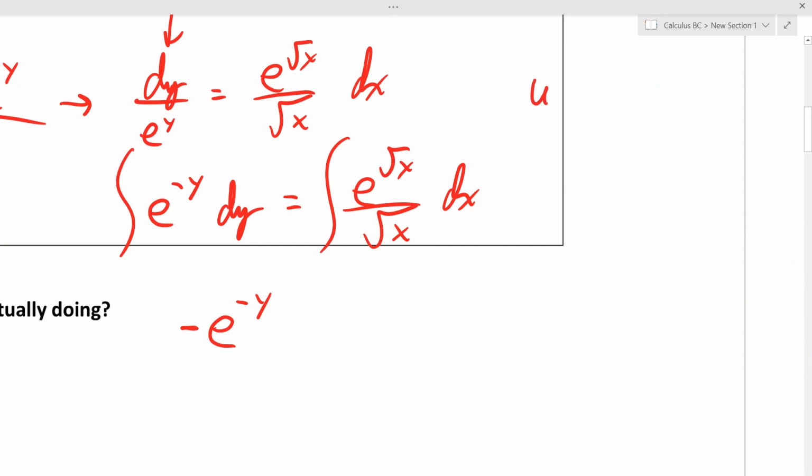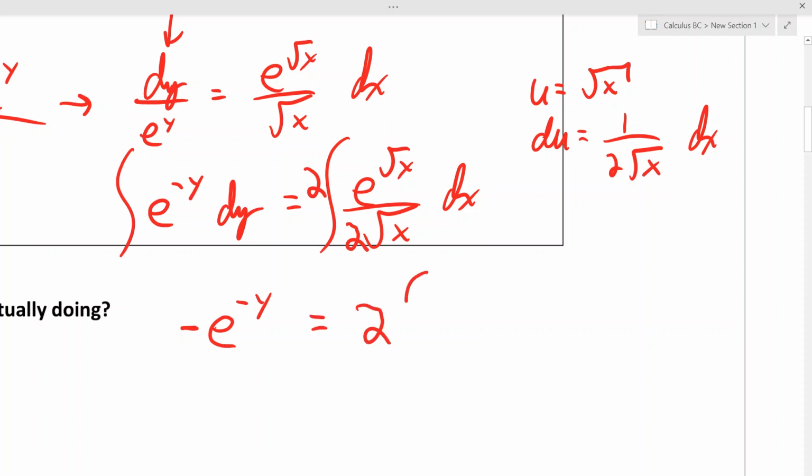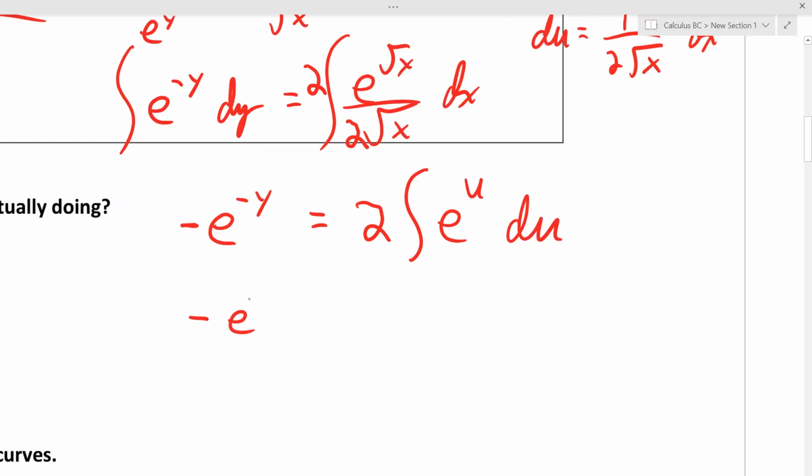We would technically let u equal root x, because that's the exponent of e. That's how we handle exponential functions. If you got a weird variable up there, you're going to let that be u. Then du would be 1 over 2 root x dx. But that means we need a 2 down there, so we put a 2 right here. That means we got to put a 2 out front. So that integral is going to become 2 times the integral of e to the u du. So that will become negative e to the negative y equals 2 e to the u, if you integrate that. But that's just root x, and there's a plus c over here. Just put a plus c on the x side.